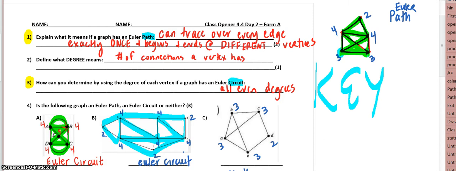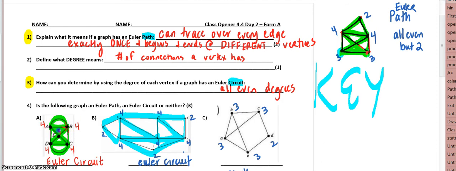So to be an Euler path, they're all even but 2. To be an Euler circuit, what happens is that you can start and end at the same vertex and hit every edge along the way, and we know we have an Euler circuit when all of the degrees are even.